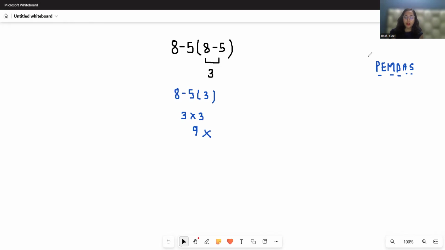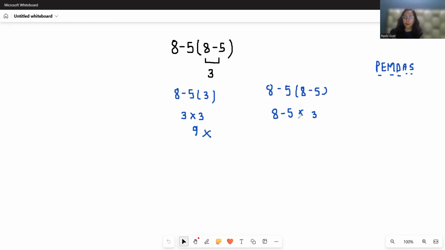So as we know, multiplication and division have equal priority, and we have to work from left to right, and the same applies to addition and subtraction. So here in the expression 8 minus 5 times 8 minus 5, according to PEMDAS, first we have to handle this parenthesis. Okay. So 8 minus 5 is 3.